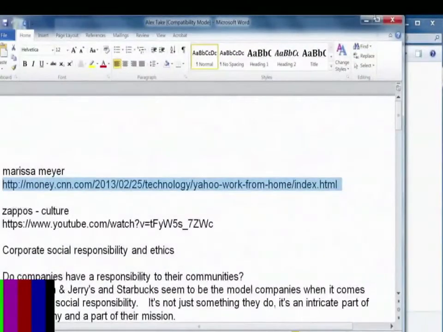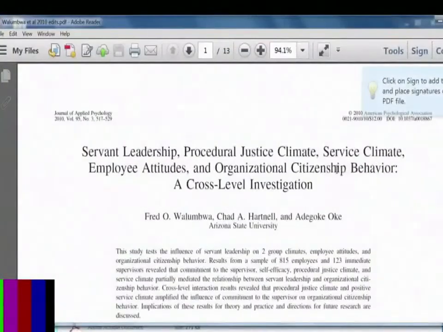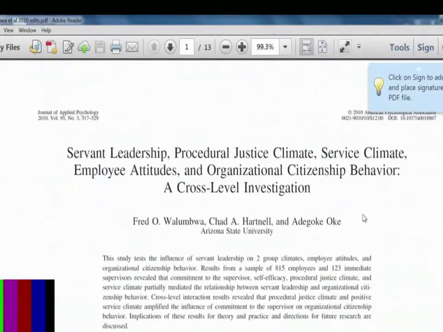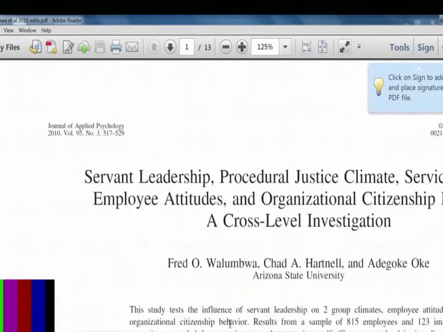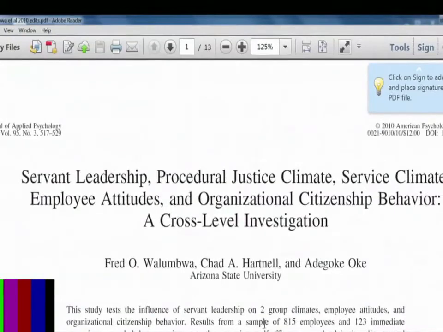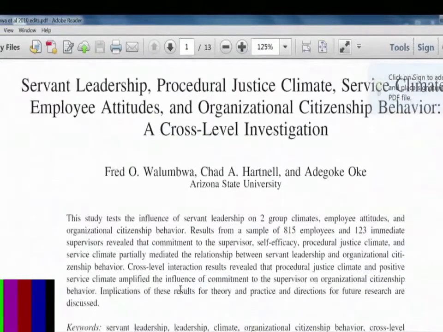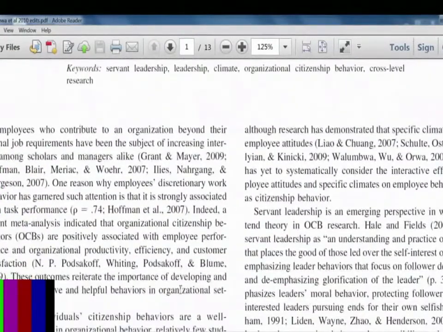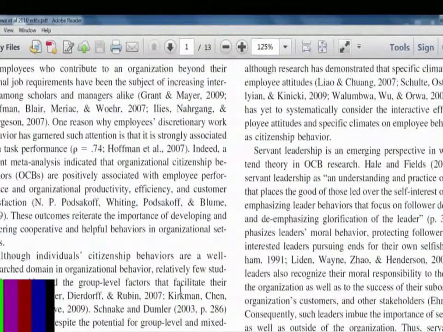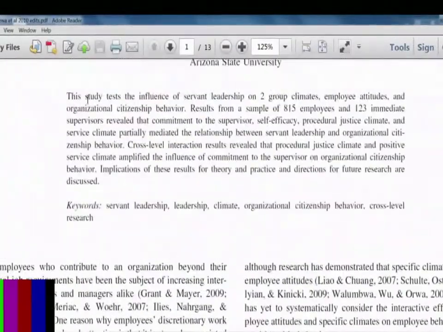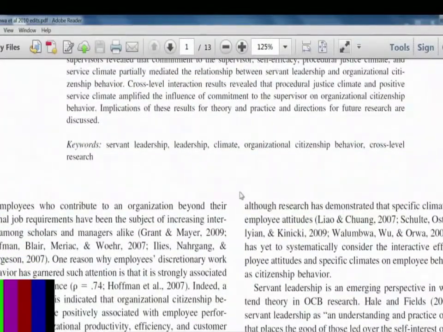I'm going to use an article by Walumbwa, Hartnell, and Oke that came out in 2010, and just walk you through some of this stuff. So the title alone is a mouthful: Servant Leadership, Procedural Justice Climate, Service Climate, Employee Attitudes, and Organizational Citizenship Behavior: A Cross-Level Investigation. This is in a very good journal. Journal of Applied Psychology is a very good journal. And we're just going to scroll through this article a little bit, and I'm going to just point out a few things that you'll see within this article. So it starts out by saying servant leadership, right? So that's probably what the main part of the article is going to be about.